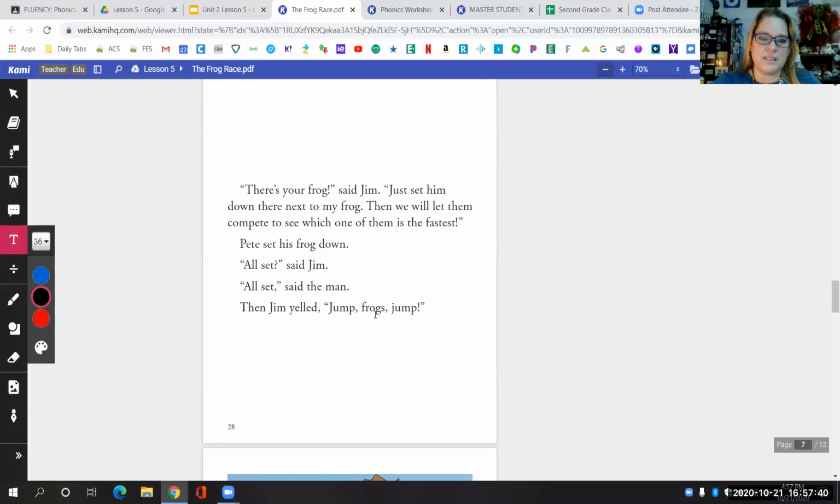"There's your frog," said Jim. "Just set him down there next to my frog. Then we will let them compete to see which one of them is the fastest." Pete set his frog down. "All set," said Jim. "All set," said the man. Then Jim yelled, "Jump, frogs, jump!"